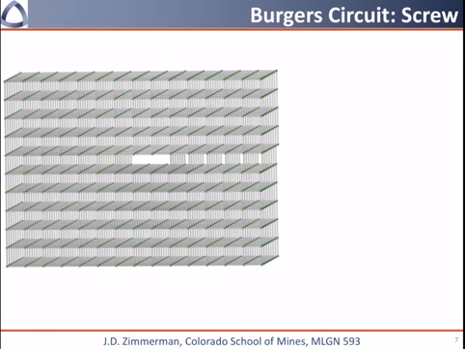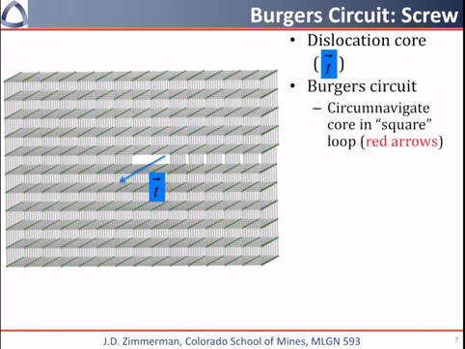Here I have redrawn this screw dislocation, and I've flipped it over 90 degrees so we can look down the dislocation core, and we can draw the Burgers circuit for this dislocation as well. The first thing we're going to draw on this diagram is the dislocation core. I'm then going to draw the Burgers circuit. I'm going to circumnavigate this core in a square loop again.